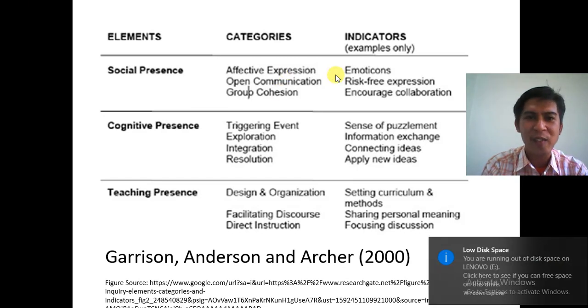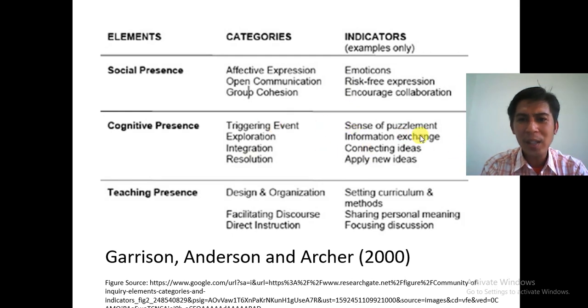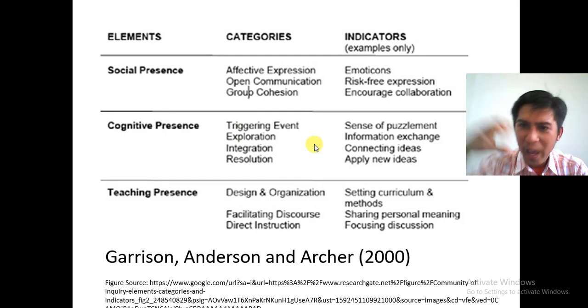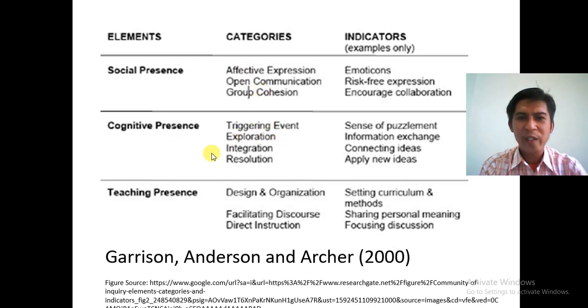Those indicators are very important. If these are found, then it will be a very, very powerful learning module. Cognitive presence suggests the quality of the content, the quality of the thinking processes, the quality of engagement between the learner and the content, skills, coverage of the lesson. There should be triggering events, there should be exploration. This is already lesson proper, huh? Integration, resolution, applying new ideas.